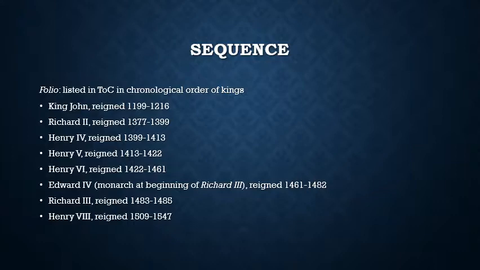And finally, Henry VIII, one of Shakespeare's last written plays, covers the most recent time in English history, all the way up to the birth of Queen Elizabeth. So this is the order in which the historical events occurred. This is the order in which the kings reigned, and this is the order in which the plays were printed in the folio.